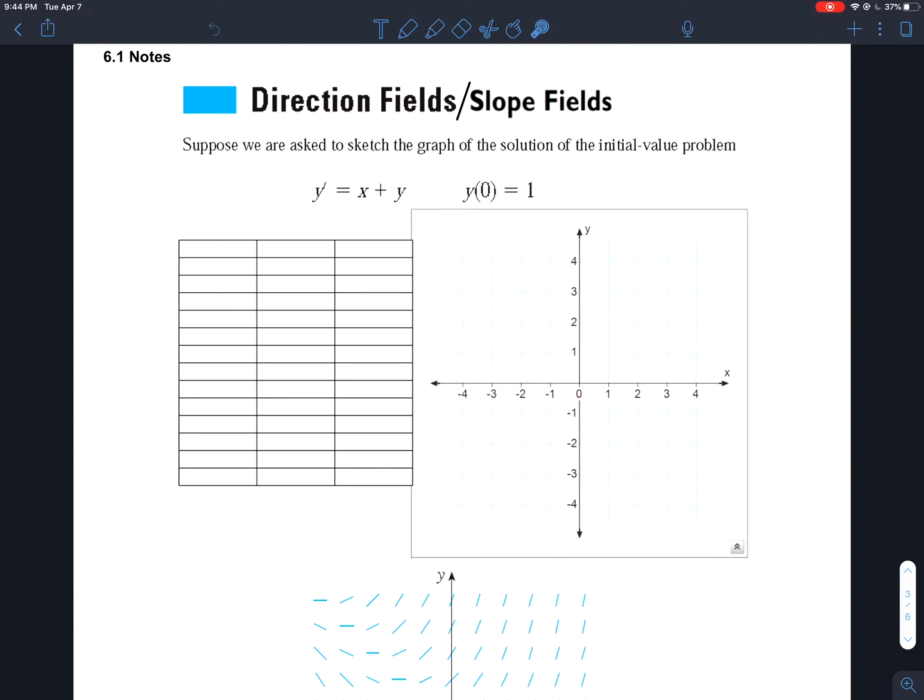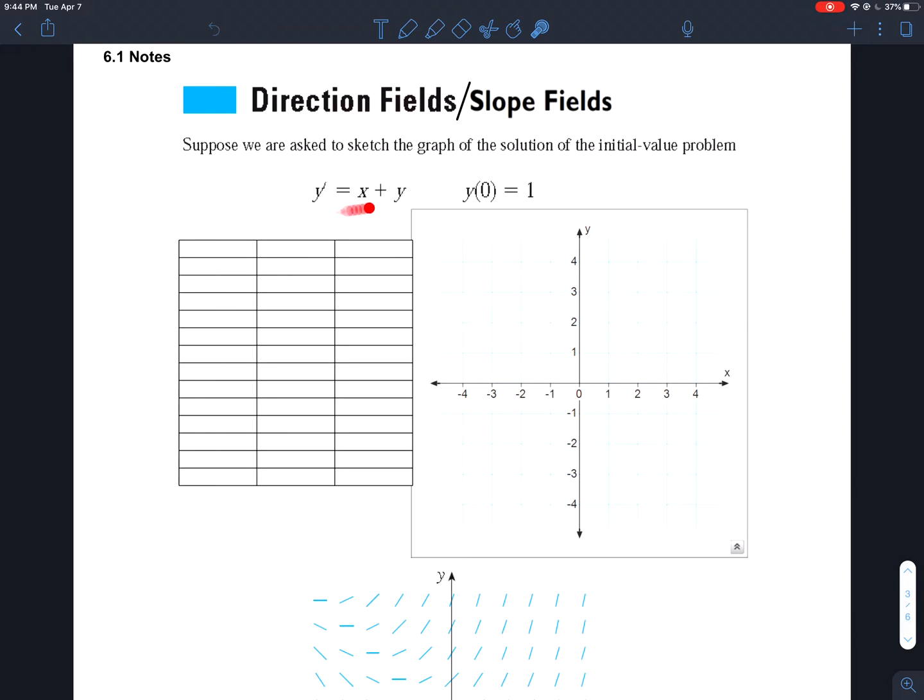All right, so again, slope field, direction field. Suppose we are asked to sketch the graph of a solution to an initial value problem. All right, sketch the graph of the solution. We're not finding the solution, which would mean we're finding y. All right, we are sketching it.